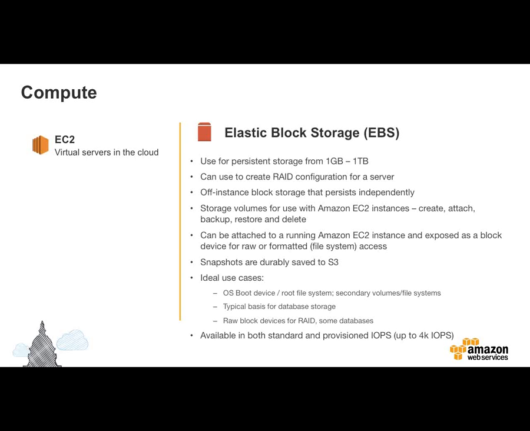So you can format these EBS volumes with whatever kind of file system your operating system supports. So the other thing is, in terms of performance, there's two types of EBS volumes. There's a standard EBS, which is about 100 IOPS, and then there's provisioned EBS, where you can get up to 4,000 IOPS. So with provisioned EBS, you pay for the amount of storage that you have provisioned plus the amount of IOPS you have provisioned.